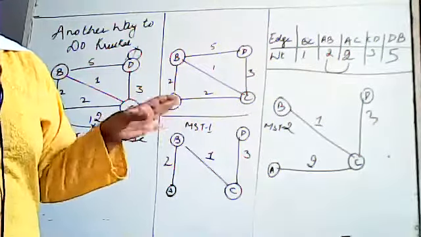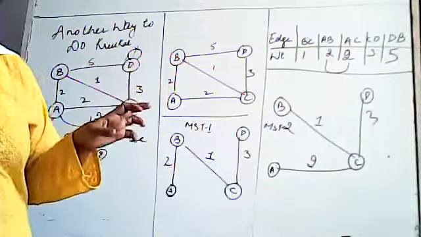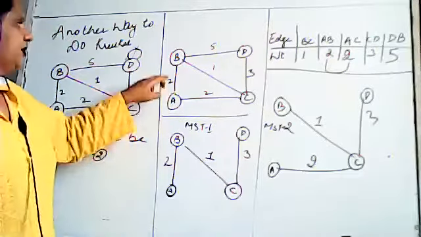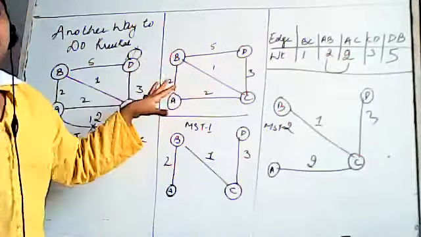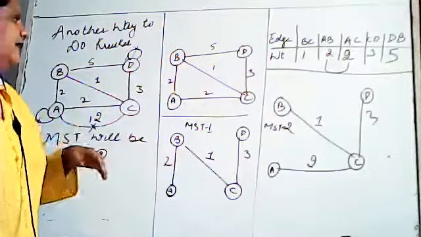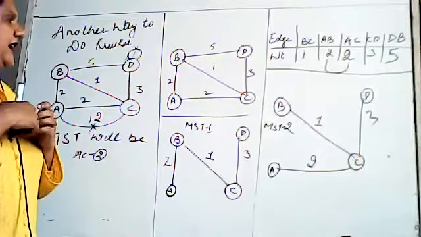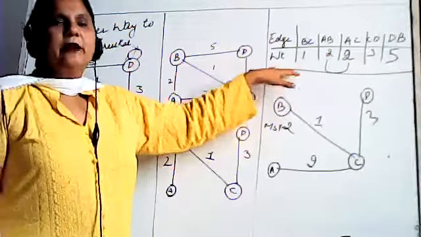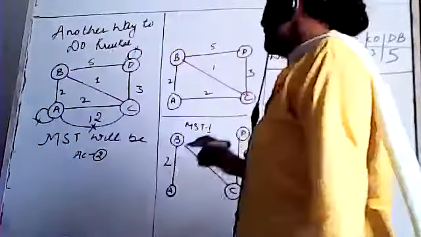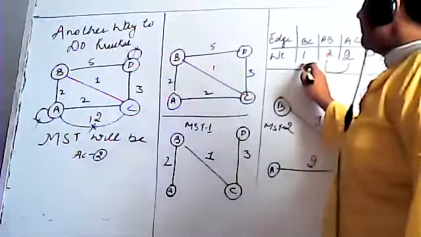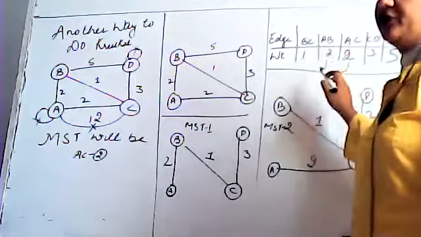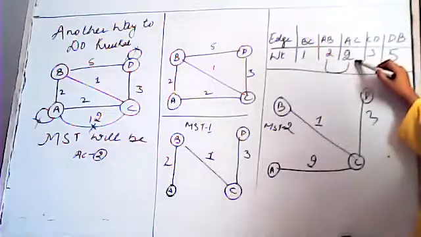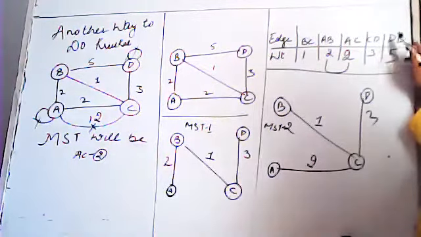Fine. Now the graph after removing the loops and the parallel edges would be like this: A to B, B to C, C to D, and it is forming this weighted graph, and weights are given against each edge. Now we will make the tabular format where we will be presenting the weights along with the edges. So BC is the edge having weight 1, AB is the edge having weight 2, AC is the edge having weight 2, CD is the edge having weight 3, DB is the edge having weight 5.